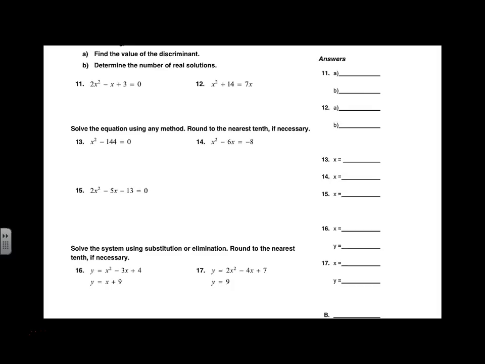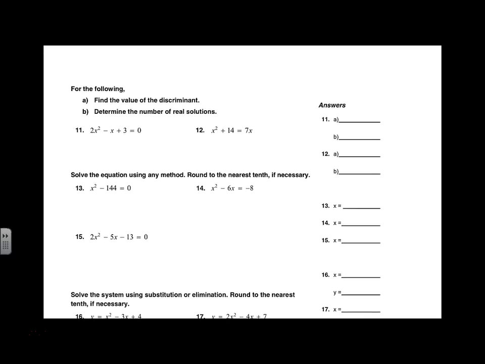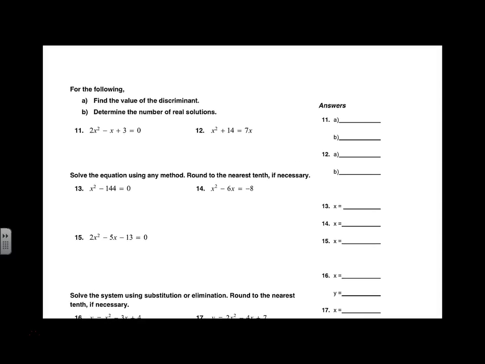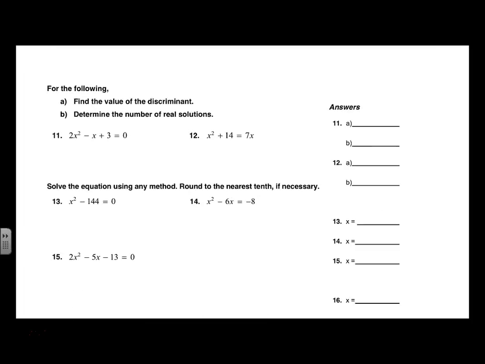Kiddos, numbers 11 and 12 were some of the most commonly missed on the back. If you're looking for a missed concept on 11 and 12, I would say discriminant, because that's where you got messed up. A few of you forgot the formula, but some of you were able to write it down. What's the formula for the discriminant?